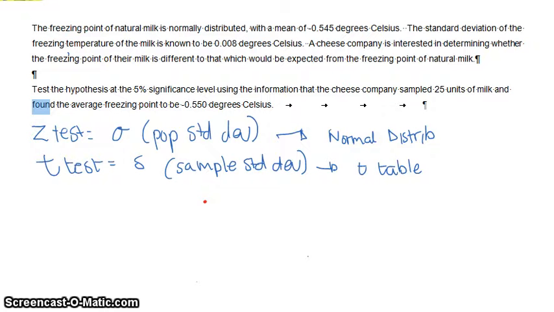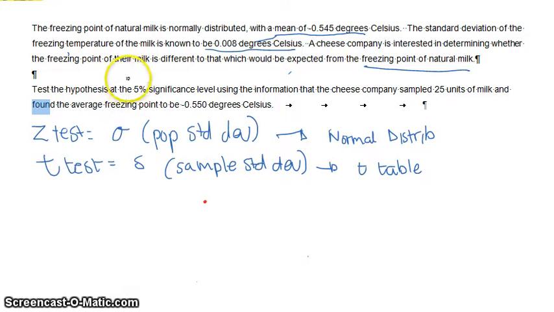Then the question continues. A cheese company is interested in determining whether the freezing point of their milk is different to that which would be expected from the freezing point of natural milk. So basically what this is saying is that the cheese company wants to find out if their milk is different to the known values of freezing milk. So these known values, which I refer to, is the mean, which is a population parameter, and the standard deviation that's associated to that mean is also a population parameter. So we have two population parameters there.